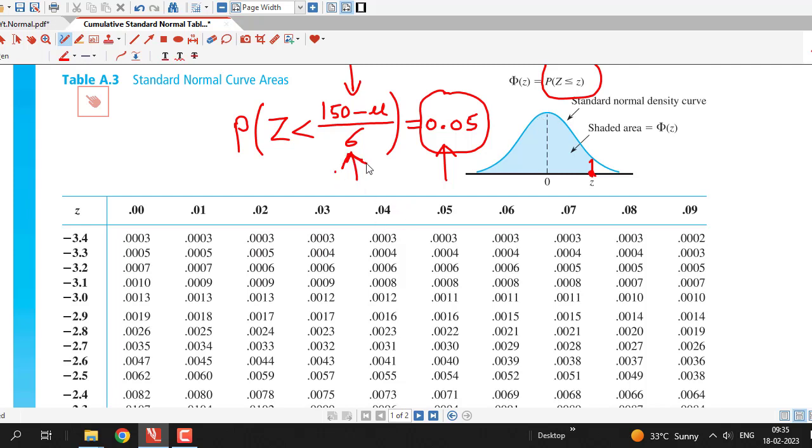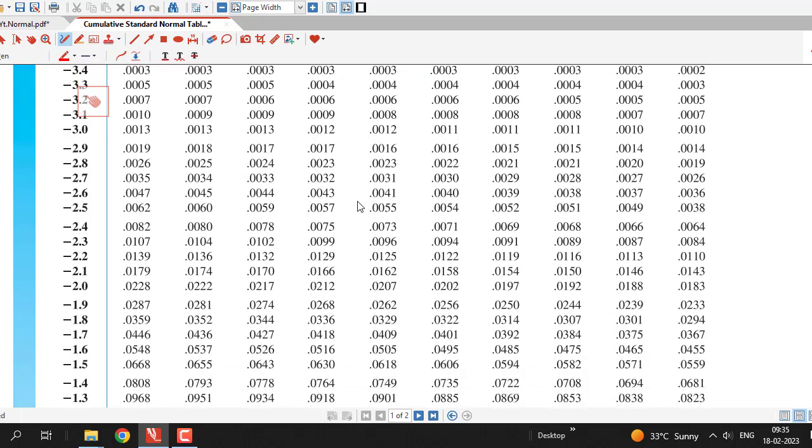Therefore, to decide this value we have to search for 0.05 area in this table. So now we are searching for 0.05 value in this table. You can see all these are near to 0.05, and we have to find out the value which is closest to the 0.05 area. So we have these two values, 0.0505 and 0.0495. The difference of these two areas from required area 0.05 is same.